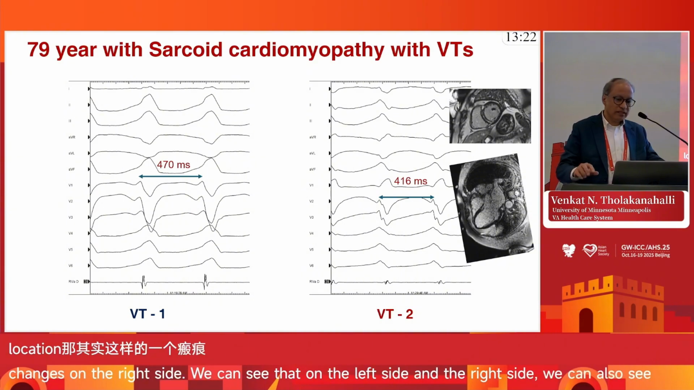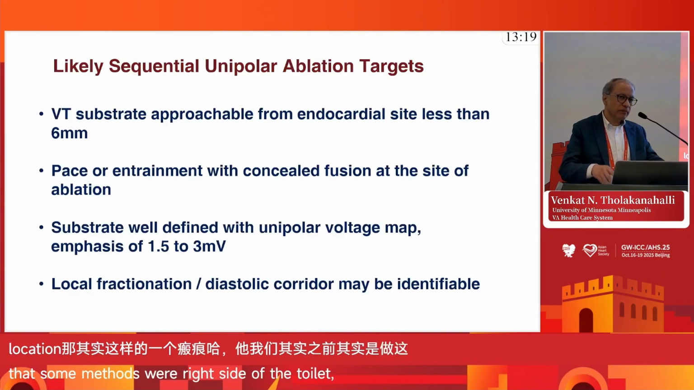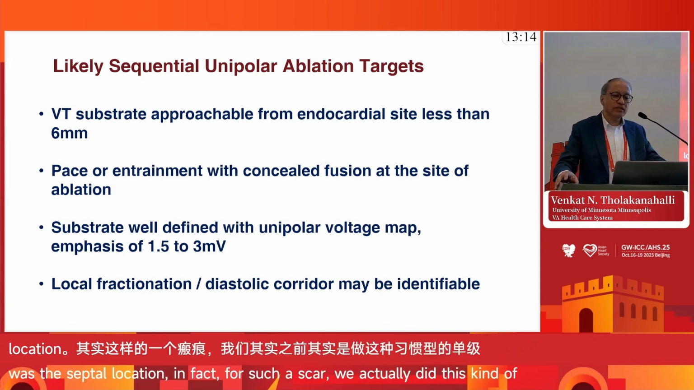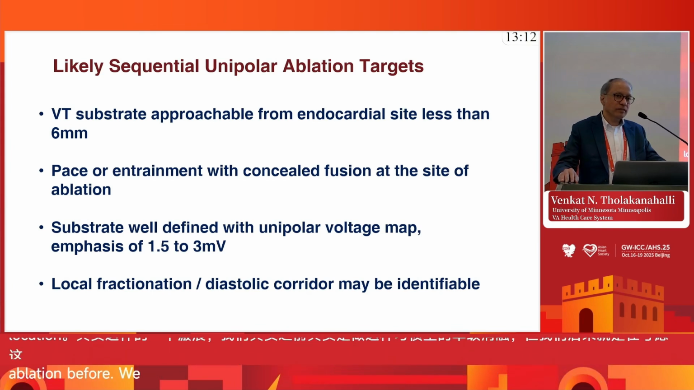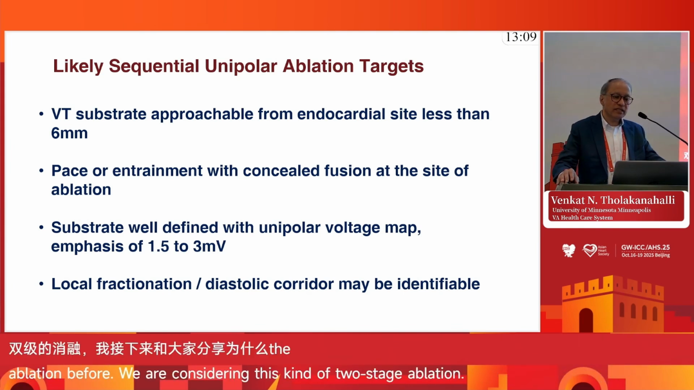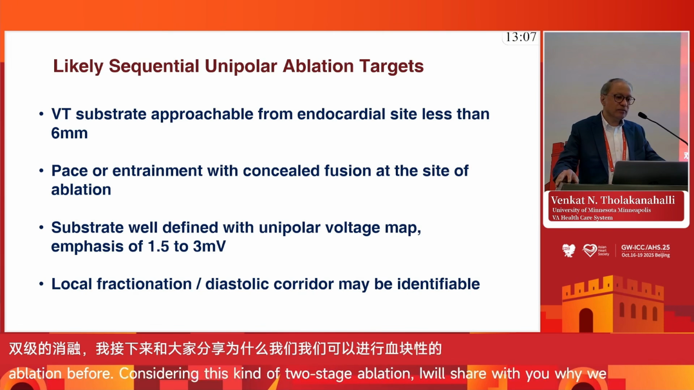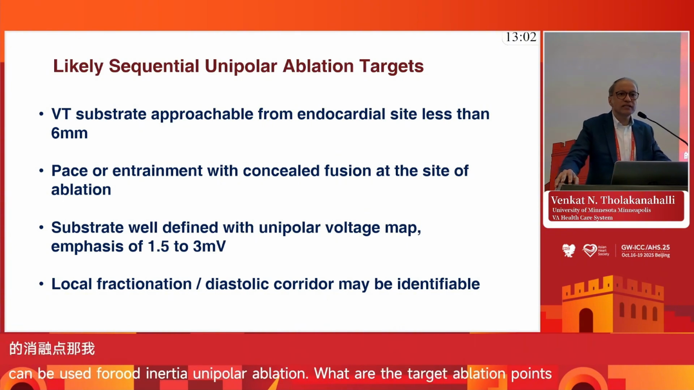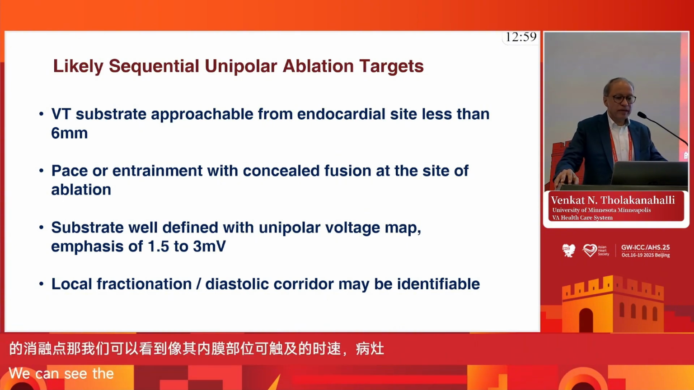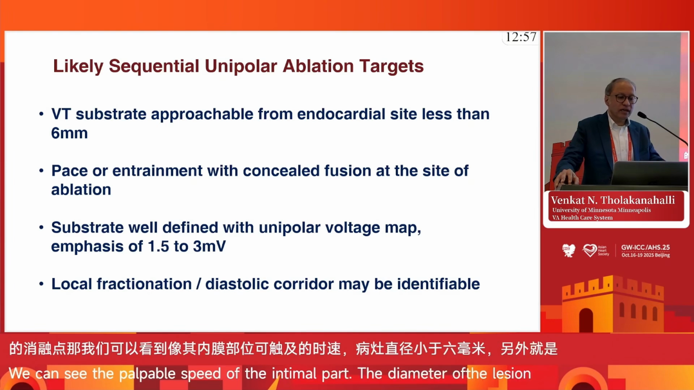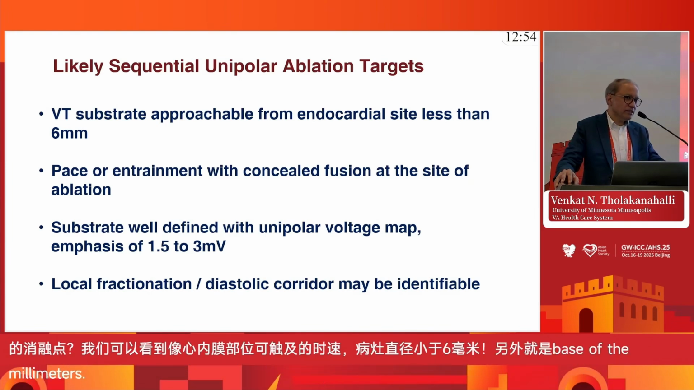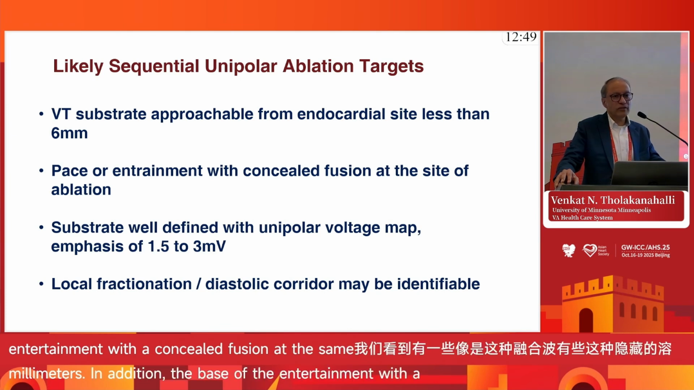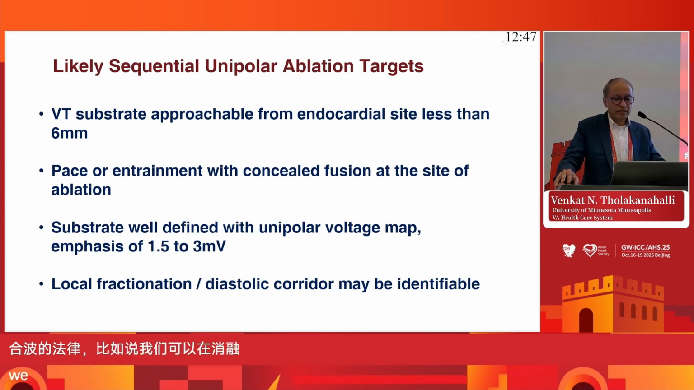Not all VTs are approachable by this method. Since I'm going to be talking more on the bipolar aspect, I will tell you why sequential unipolar ablation targets could potentially be achievable. When the VT substrate from the endocardial site is less than 6 millimeters, it seems to be reachable, because the radiofrequency energy can penetrate that deep. Then the pacing or entrainment with concealed fusion at the site of ablation could be helpful. The reason is simple: it is reachable on the endocardial side, where you can actually get the concealed fusion.